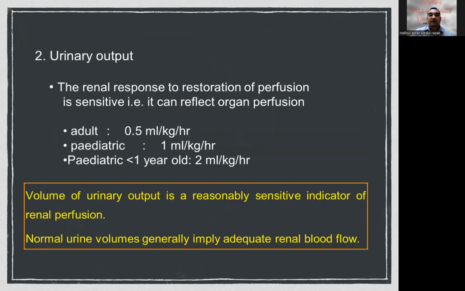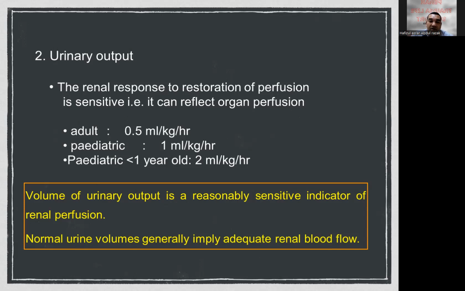Okay, and then you can assess the urinary output. We need to achieve a urine output of 0.5 ml per kilo in adults. For pediatric, it's 1 ml per kilo. For pediatric less than 1 year, 2 ml per kilo. However, for adults, this depends.